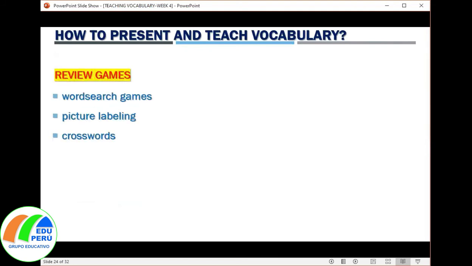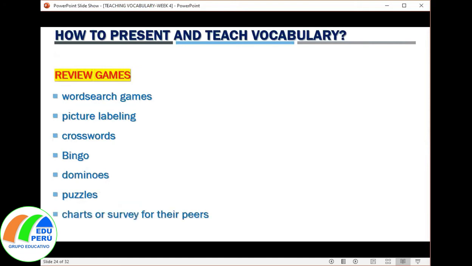Also, you have these ones: the word search games, picture labeling, crosswords, bingo again, dominoes, puzzles, charts, or surveys for their peers. So notice here, you have these games in order to review vocabulary.